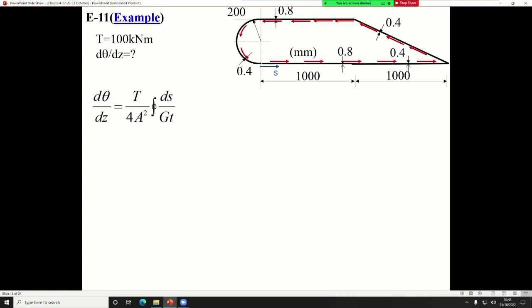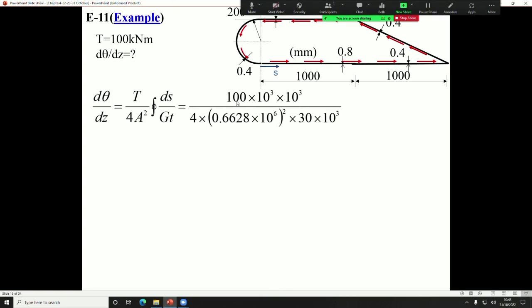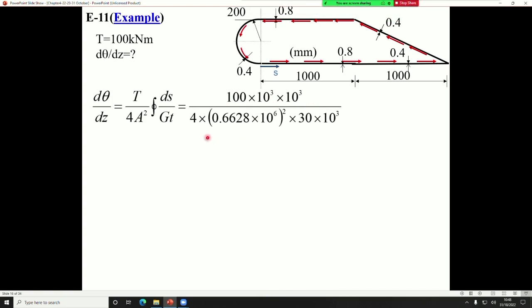So first, I find this term, the torque applied, which is 100 kilonewton meters, multiplied by, I convert it to newton millimeters. I showed you how to find the area enclosed by the perimeter, half a circle, rectangle, and triangle. And this is G, which is the shear modulus. It's been given in the description of the problem, G is equal to 30 gigapascal. So write it as 30 times 10 to the power of 3 newton per millimeter squared. So this is sorted. Now the next stage is finding this loop integral of ds over t.